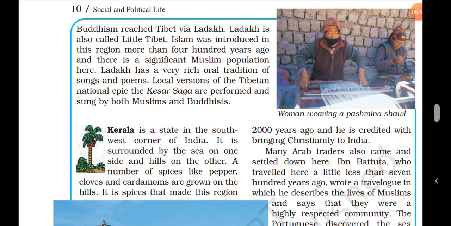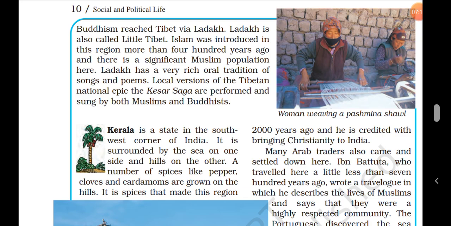Islam was introduced in this region more than 400 years ago and there is a significant Muslim population here. Ladakh has a very rich oral tradition of songs and poems. Local versions of the Tibetan national epic, the Kesar Saga, are performed and sung by both Muslims and Buddhists.